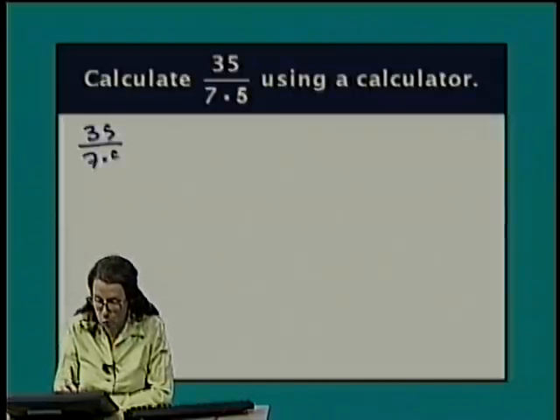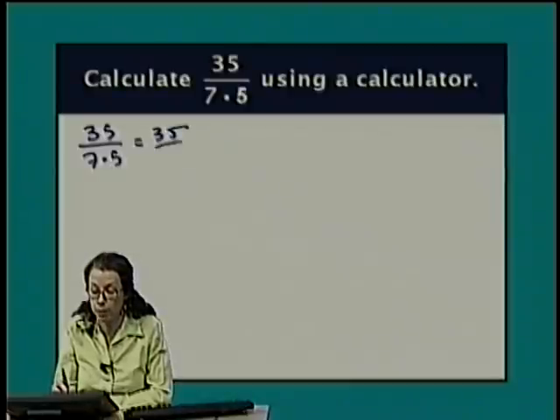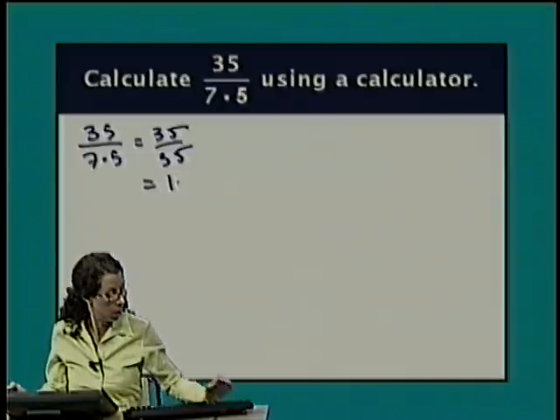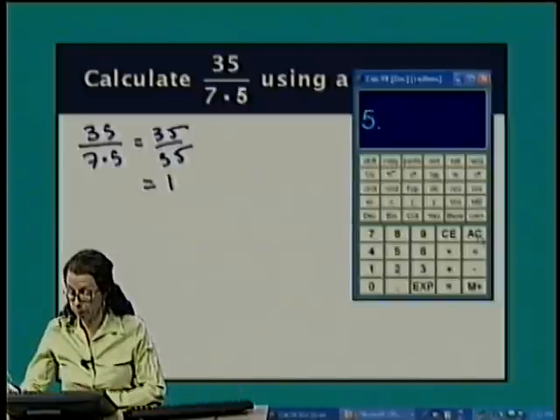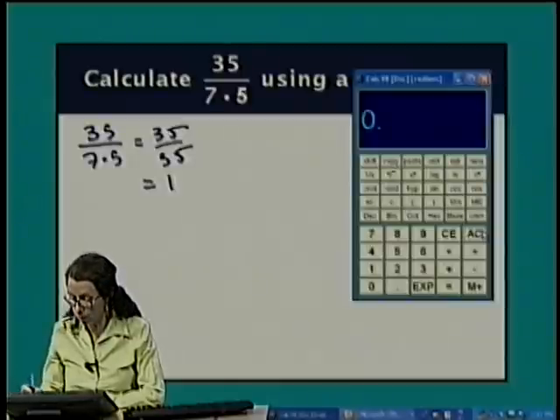We know from the order of operations to treat the fraction bar as a grouping symbol and to multiply 7 times 5 first before dividing. So when we plug this number into the machine, we should get 1. So I'm just going to work these examples on the scientific calculator, and I'm going to enter 35 divided by 7 times 5.